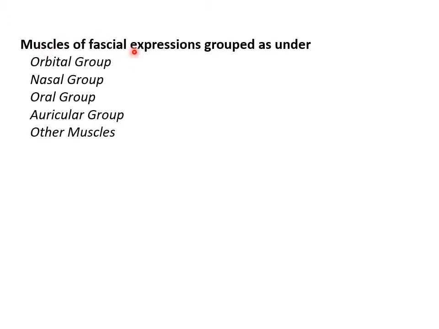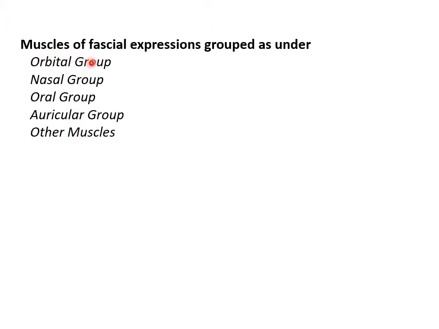Muscles of facial expression are grouped as under: the orbital group, the nasal group, the oral group, the auricular group, and other muscles. Among the other muscles are the muscles of the scalp, the frontalis muscle, and some people also include platysma. Although platysma is a subcutaneous muscle of the neck, they include it in the muscles of facial expression because it is supplied by the facial nerve. Now we will study these groups one by one.